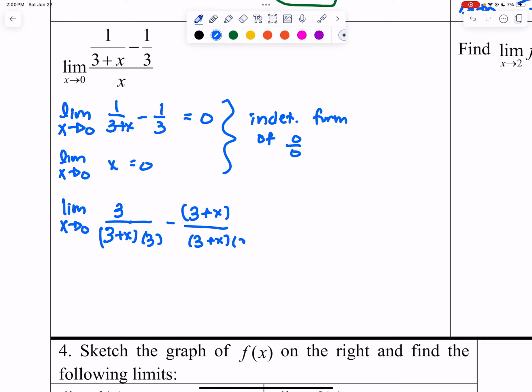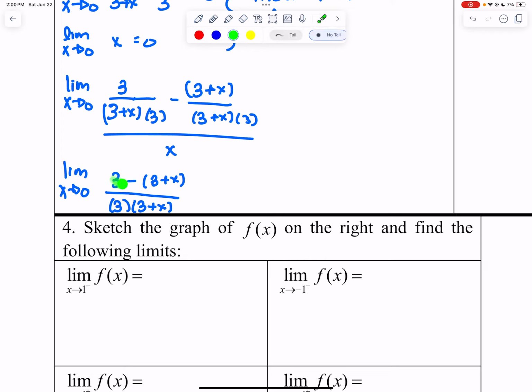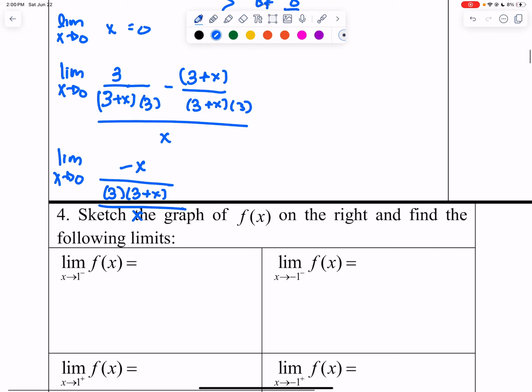So that's going to give me the limit as x approaches 0 of 3 minus 3 plus x over 3 plus x. I'm going to simplify that a little bit so that it gives me a negative x right here, and then over x. I'm going to same change flip this so that I have the limit as x approaches 0 of negative x over 3 plus x times 1 over x.